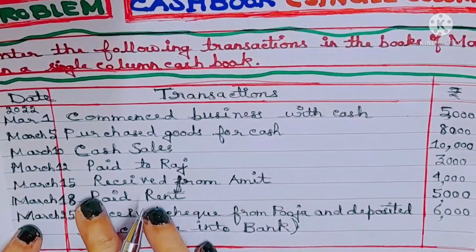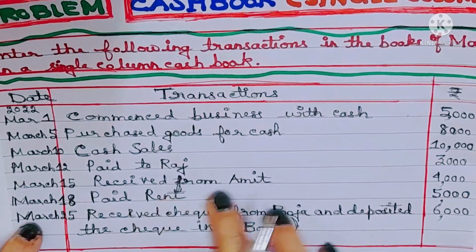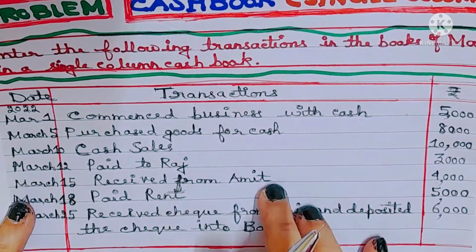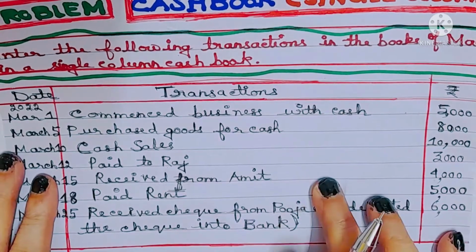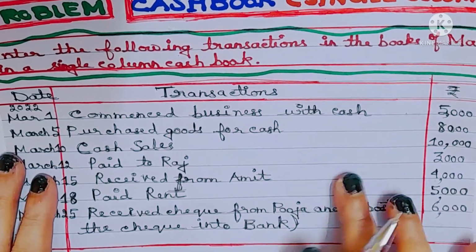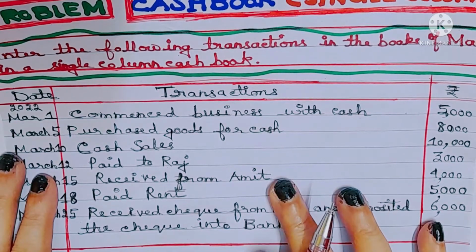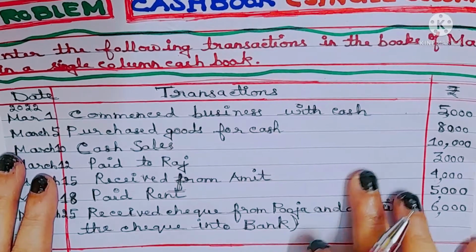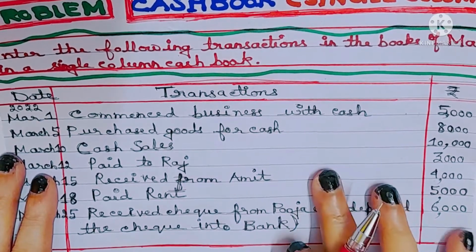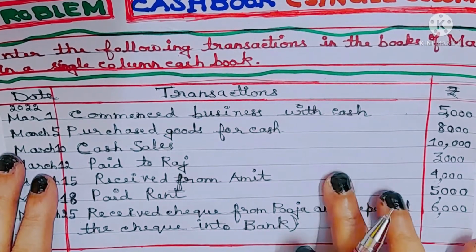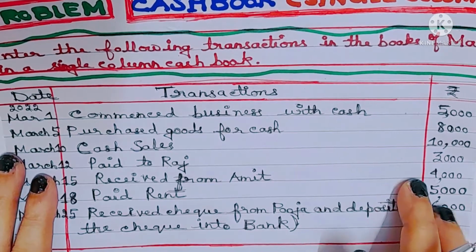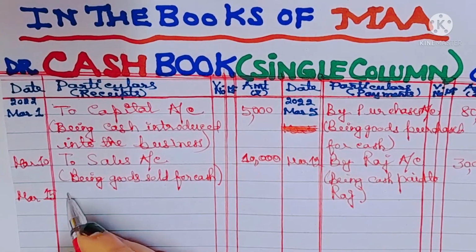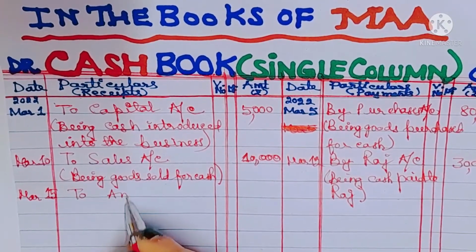The next transaction is on 15th March, received from Amit 4,000. Received means cash received from Amit 4,000. So what will be the journal entry? The journal entry will be cash account debit to Amit account. So what is the position of cash account? Since cash account is on the debit side, Amit account will also be on the debit side. We'll have to write to Amit account in the cash book on the debit side 4,000. Okay, so let's write 15th March, to Amit account.